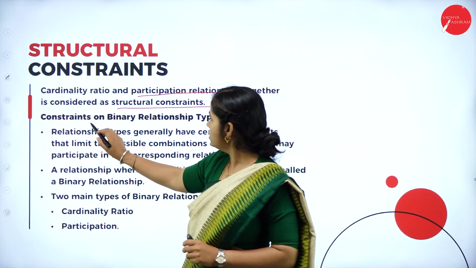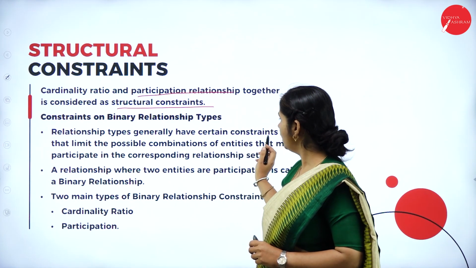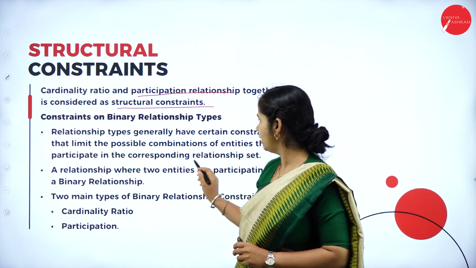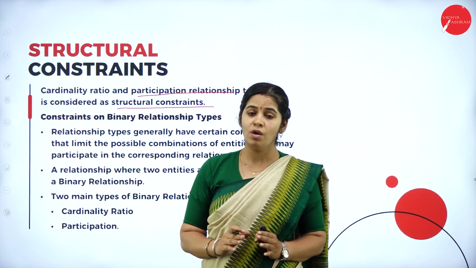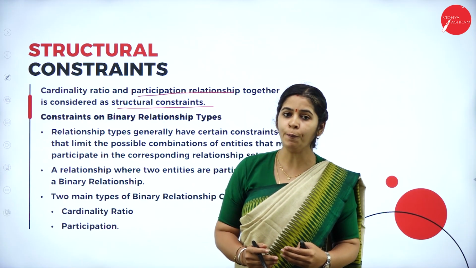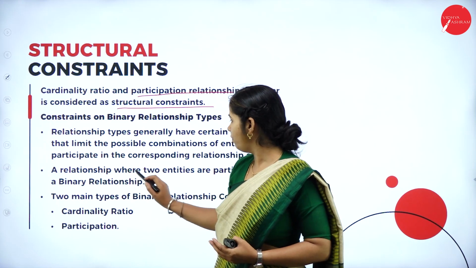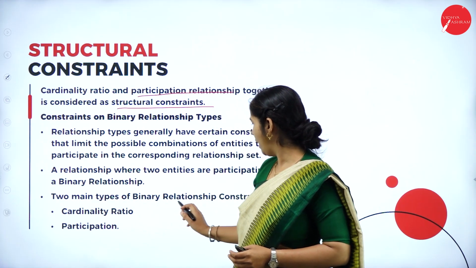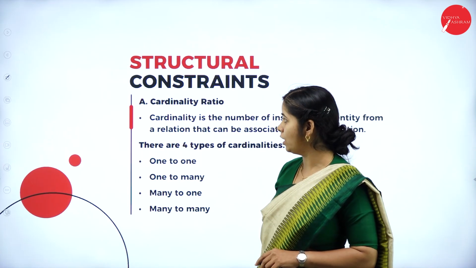Okay, constraints on the binary relationship type. Relationship types generally have certain constraints that limit the possible combinations of the entities that are participating in the corresponding relation. Constraint means a set of rules. Without a set of rules, we cannot run anything, right? We should follow some set of rules when we are designing the database. So those set of rules are called constraints. The relationship where two entities are participating is called binary. The main types of binary relationship constraints are cardinality ratio and participation.